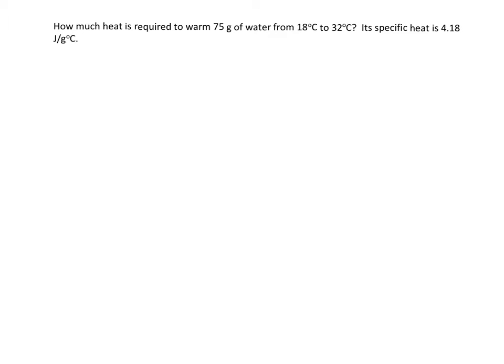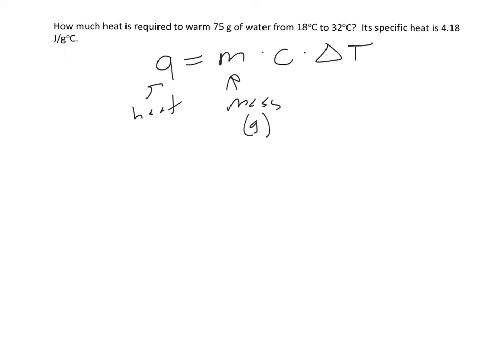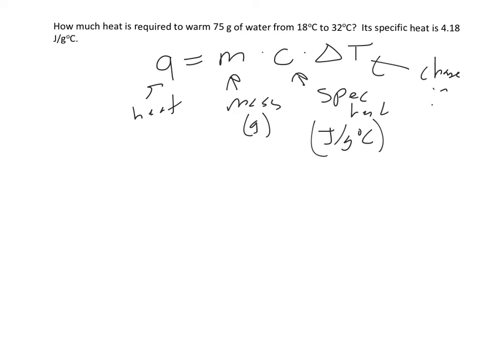All right, here's a problem involving specific heat. So the idea is we have this equation that Q equals M times C times delta T, where Q is how much heat it requires to raise the temperature of something, M is the mass, usually in grams, C is the specific heat, typically in joules per gram degree Celsius. It's how much heat it takes to make 1 gram go up by 1 degree. And delta T means the change in temperature, typically in degrees Celsius.